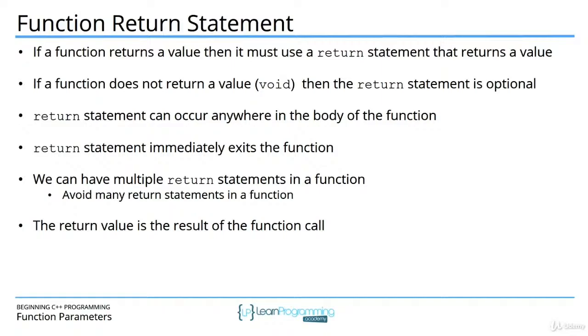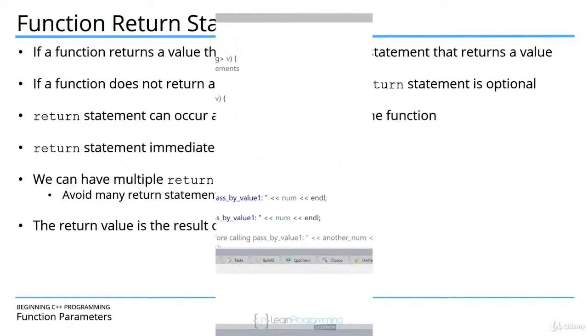It's possible to have multiple return statements in a function depending on the logic in your code. However, this is not a best practice. You typically want a single return statement. Remember having multiple break statements in a loop and the potential problems you could have with readability? Well, the same is true with multiple return statements and functions. Finally, if the function returns a value, then this value becomes the result of the code that called the function. Let's head over to the IDE and see some examples of parameter passing and pass by value.